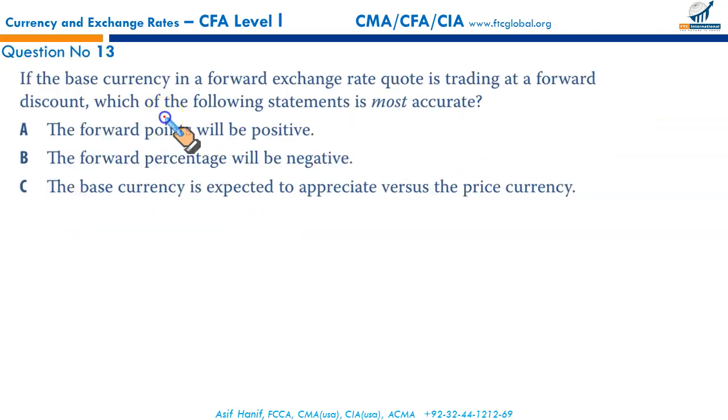Then, if the base currency in a forward exchange rate quote is trading at a forward discount, which of the following statements is most accurate? Well, the base currency trading at a forward discount means that 1 unit of base currency costs less for forward delivery than for spot delivery. That means that the forward exchange rate is less than the spot exchange rate. So the forward points, expressed either as an absolute number of points or as a percentage, will be negative. That makes B the correct option.